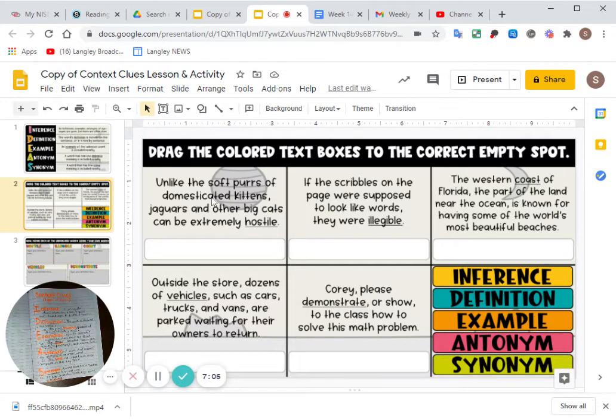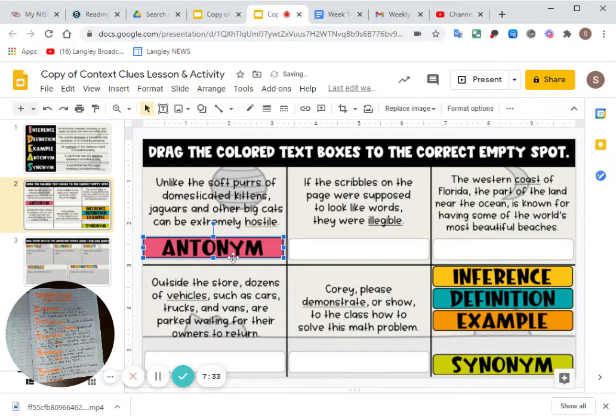No, I don't think so. I have a feeling they mean the opposite. Domesticated means tame, but jaguars and other big cats aren't tame. They're wild. So hostile must be the opposite of domesticated. So use your notes. What did we say? What word or what clue is the opposite of another word? Hopefully you went back and looked, and you should have chosen antonym. An antonym is an opposite of a word. All right? Good.